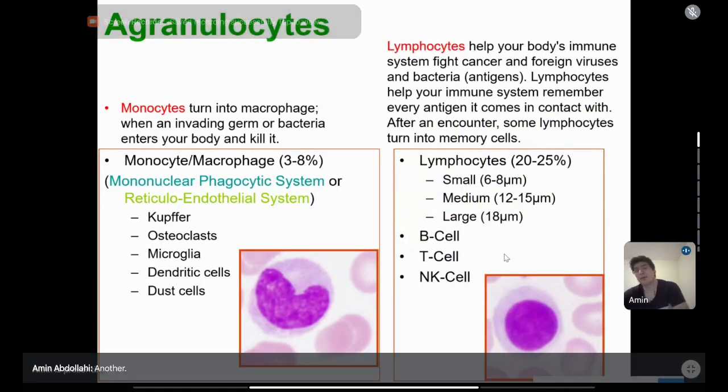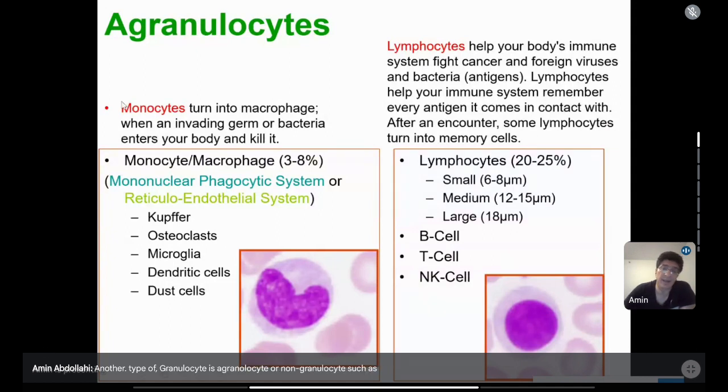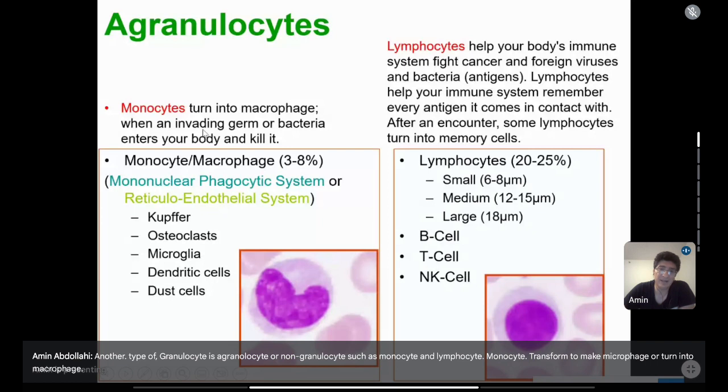Another type of granulocyte is agranulocyte or non-granulocyte, such as monocyte and lymphocyte. Monocyte transforms into macrophage when an invading germ or bacteria enters your body and kills it. Monocyte or macrophage makes up about 3 to 8%.